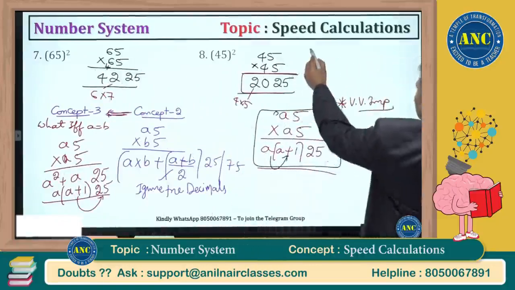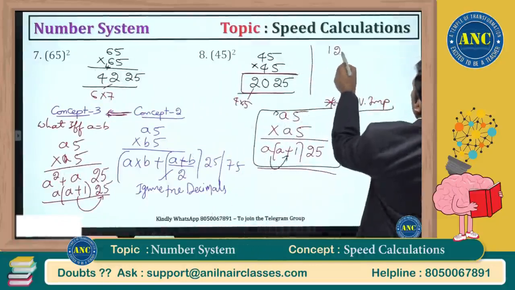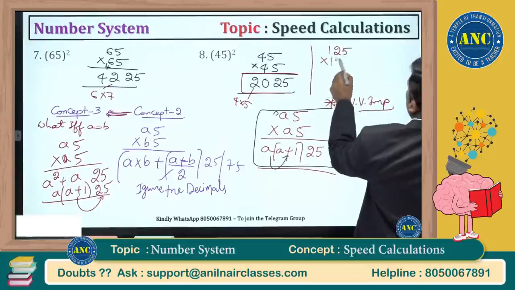Two examples. Sir, can I do it for a 3-digit number? 125 into 125.